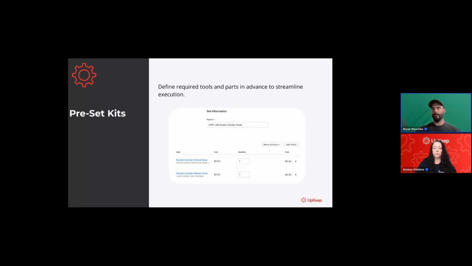Oh, is this the right part number? Oh, let me look this up. Let me call this person, whatever. No, it's already there. And then you notice how with the parts names, they were identified as extension and retract. So if you understand hydraulic cylinders, which you would through your PM task, you would know where those hoses go.